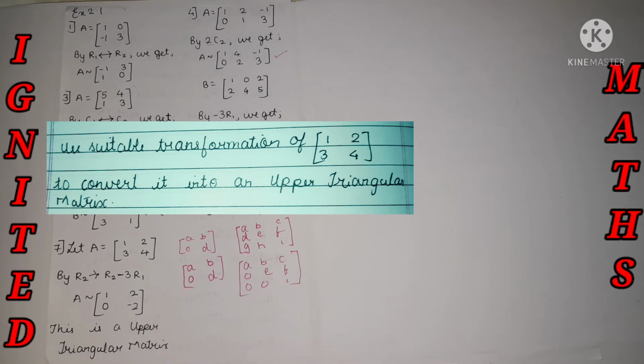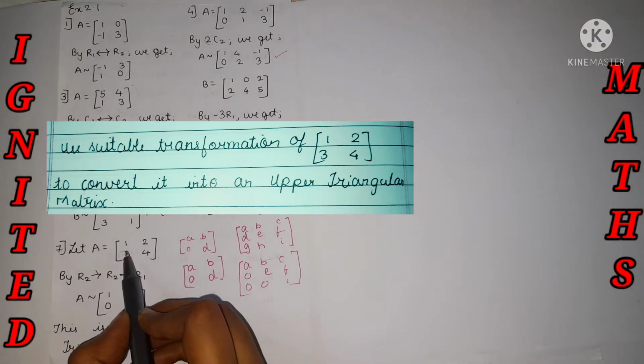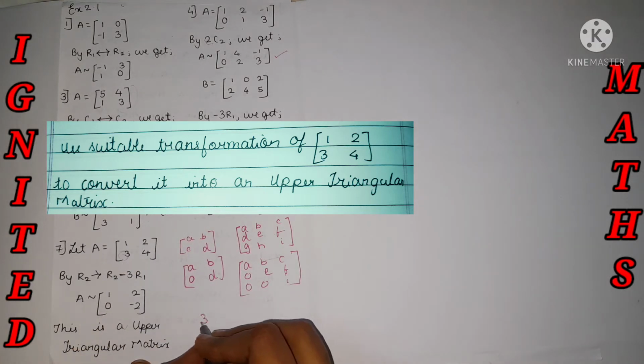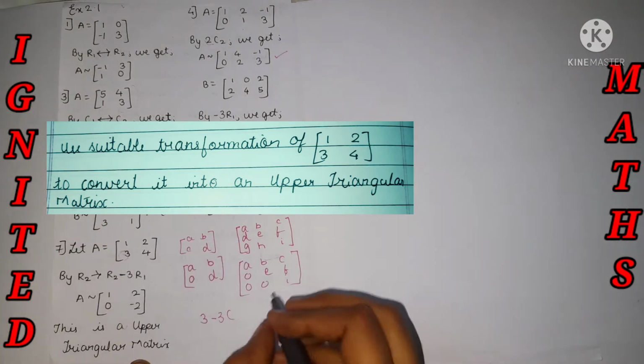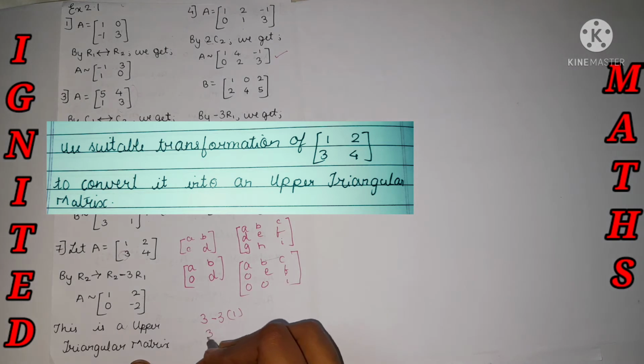Here the question is given for 2 cross 2 only. So let's do the operation to get the upper triangular matrix. I need to bring this element to 0. How can I bring it? By using the elementary transformation. This is my 3 and over here 1. So let's operate R2 minus 3R1. R2 is my 3, and 3 minus 3 times the respective R1 element, which is 1, is 3 minus 3, equal to 0.